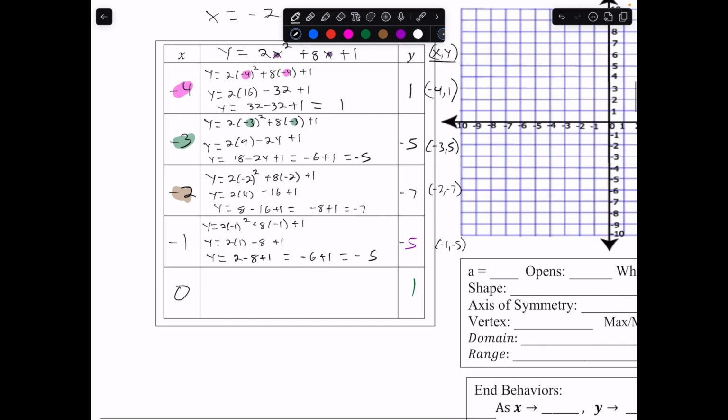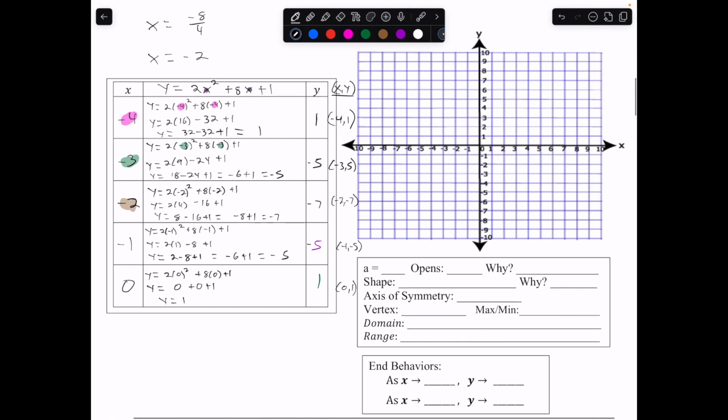Okay. Lastly, we plug in 0. So y is equal to 2 times 0 squared plus 8 times 0 plus 1. Well, 2 times 0 squared, that's just going to be 0. 8 times 0 is just 0 plus 1. Well, 0 plus 0 plus 1 is just 1, which is indeed the same value we got. So our next ordered pair is 0 comma 1. So let's go ahead and graph these out.